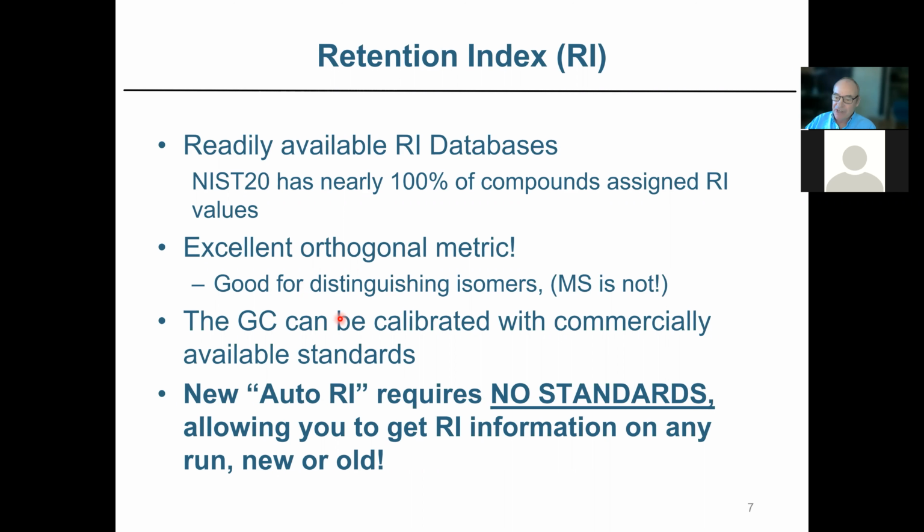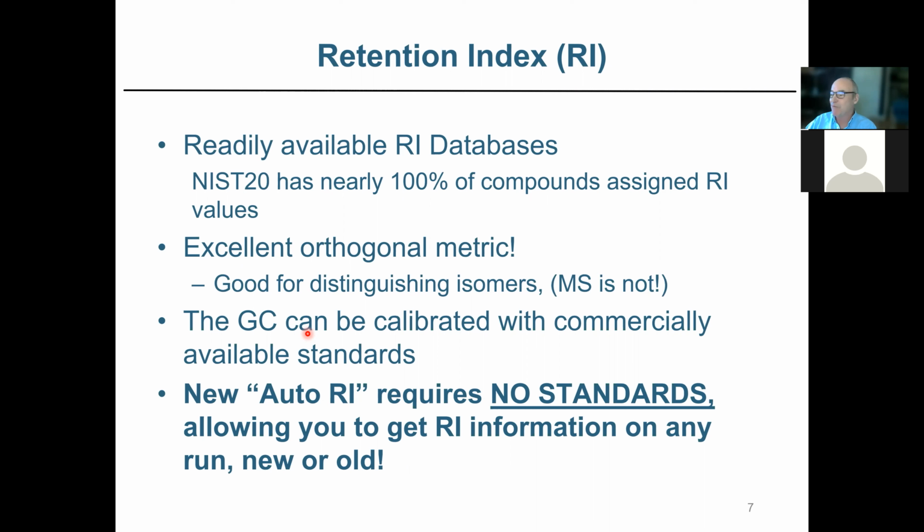And the other nice thing is that it's relatively easy to calibrate a GC with commercially available standards. Typically what's used is a series of N-alkanes, but you don't have to use N-alkanes. You can use anything you want to do a calibration for retention index, as long as the peaks are spread across the chromatogram at a reasonably high density. And of course, in order to do this, you do need to make a separate run. That's sometimes not a big deal, but it is a barrier.